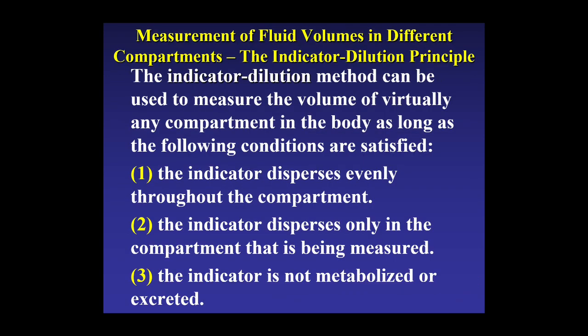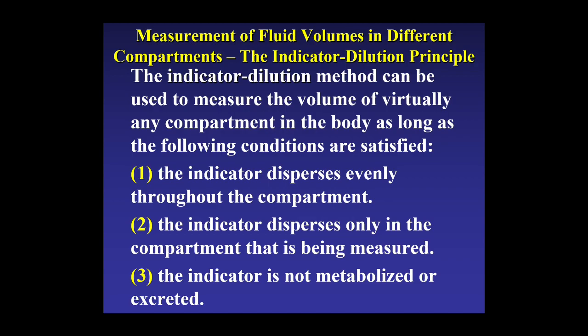Now, what are the requirements that I need to have in an indicator to be able to use it for the measurement of a certain compartment? Well, the indicator must disperse evenly throughout the compartment. If the concentration is a lot higher in this corner versus that corner, that doesn't work. It has to disperse only in the compartment that I'm trying to measure. I cannot infuse it in A and have it go to B when I'm trying to find the volume of A. It doesn't work because I will not be able to account for it, and then the conservation of mass will not be true anymore.